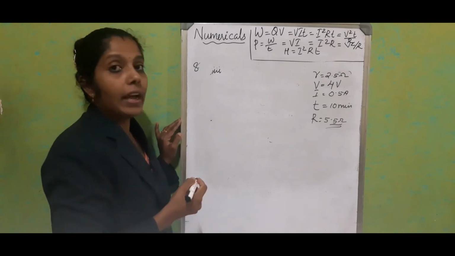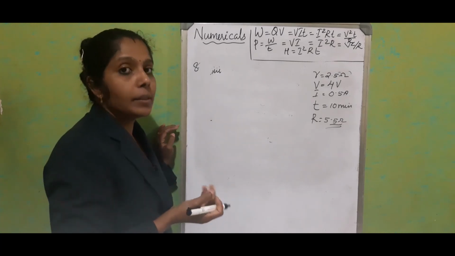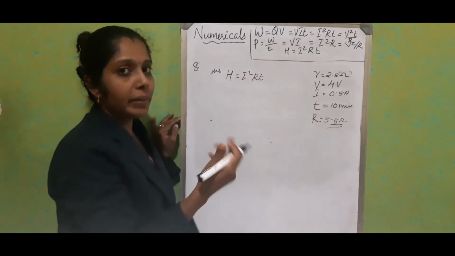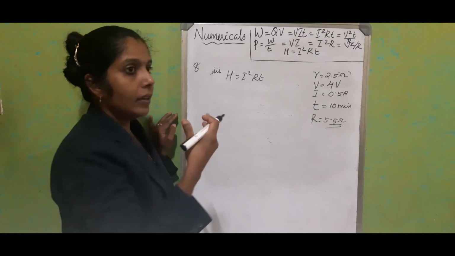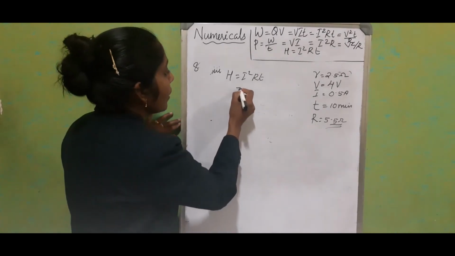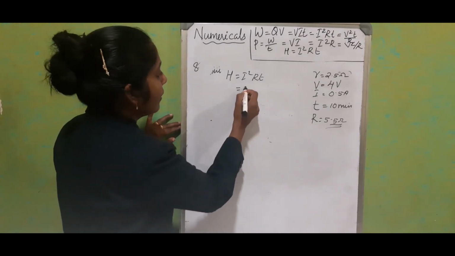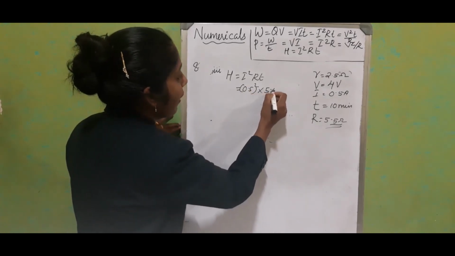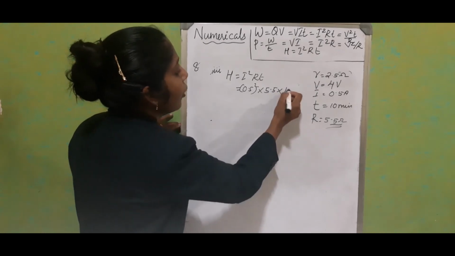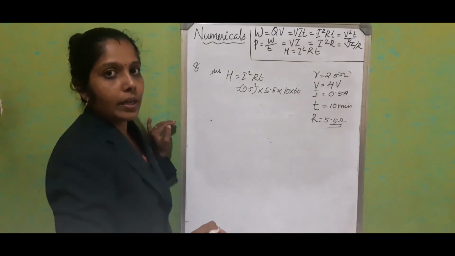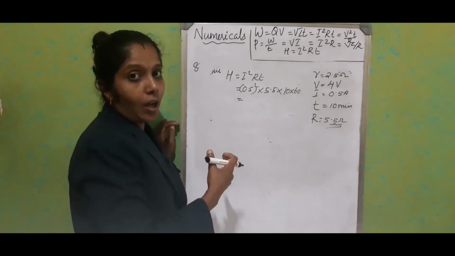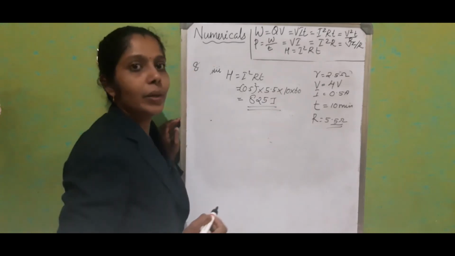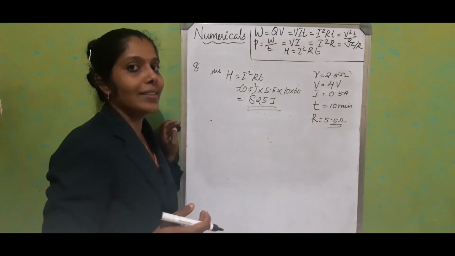In the third section, we have to find out the energy dissipated. So we have to use the equation H is equal to I square R T. Dissipated means a waste of energy, or the heat energy produced. So I square is 0.5 square into R is 5.5 into T for 10 into 60. After solving, we get the value as 825 joule. Let's move to the last question.